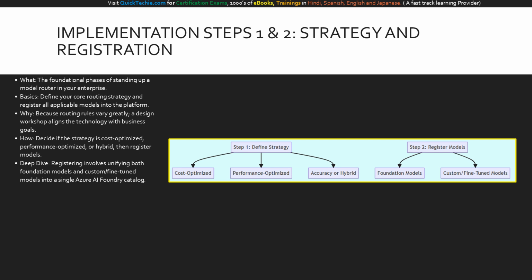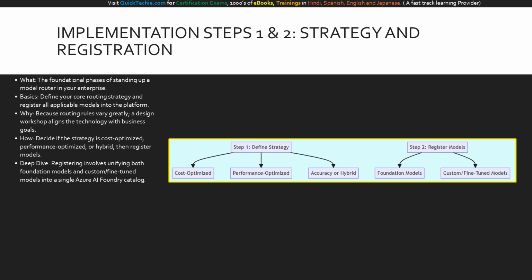On the left side, we have Step 1, Define Strategy. From here, we see the primary strategic options branching out: cost-optimized, performance-optimized, and accuracy or hybrid. During your design workshops, you will align your business goals to one of these paths. On the right side, the flow transitions into Step 2, Register Models. This node branches into the 2 main categories of models you will connect to the router: foundation models provided by Microsoft or partners, and custom/fine-tuned models developed internally by your data science teams.